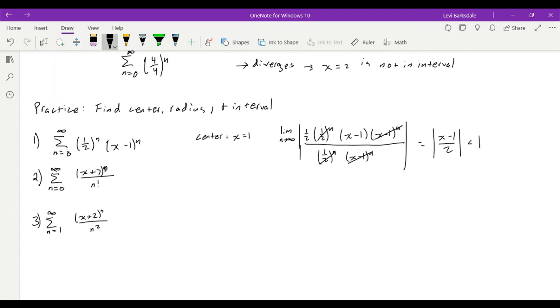be smaller than 1. Now, if we continue to solve this, we get that the absolute value of x minus 1 is smaller than 2. So x minus 1 is larger than negative 2, and x minus 1 is smaller than 2. That tells us that x should be larger than negative 1, and also x should be smaller than 3. So our radius would be this number here.